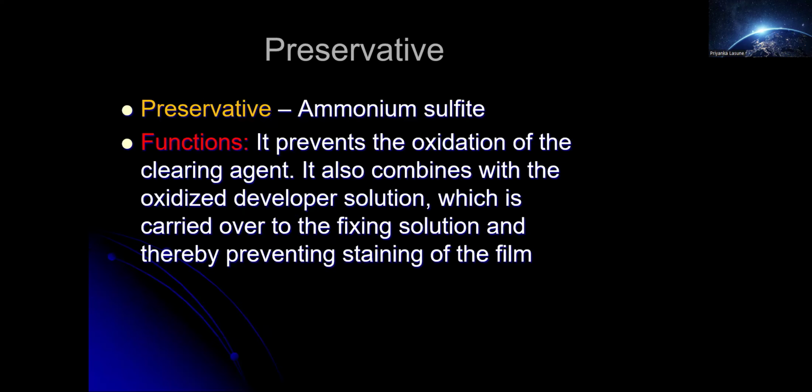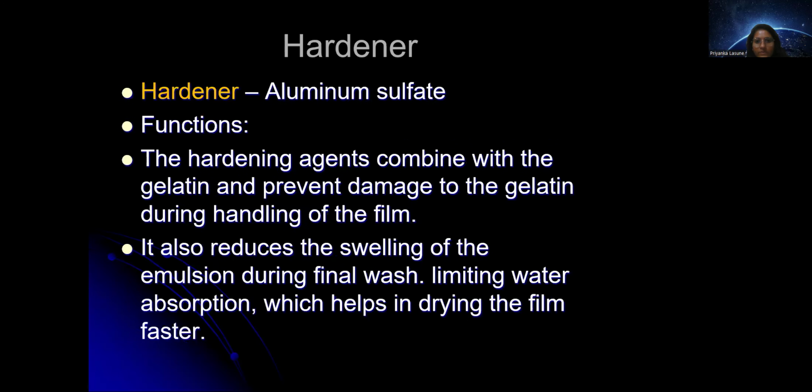Preservative: ammonium thiosulfate. It prevents the oxidation of the clearing agent, and also combines with the oxidized developing solution which is carried over into the fixing solution, thereby preventing staining of the films.